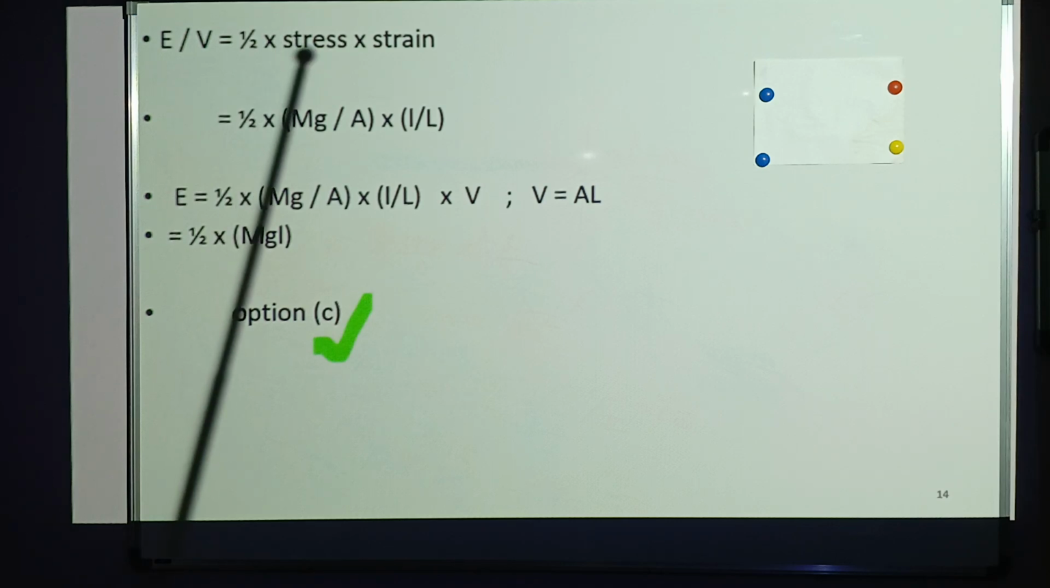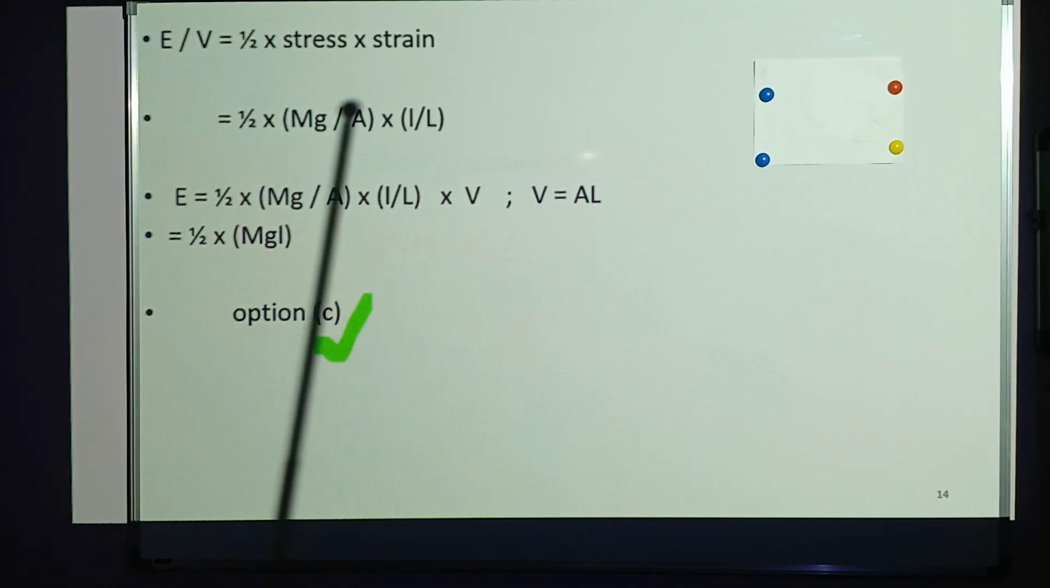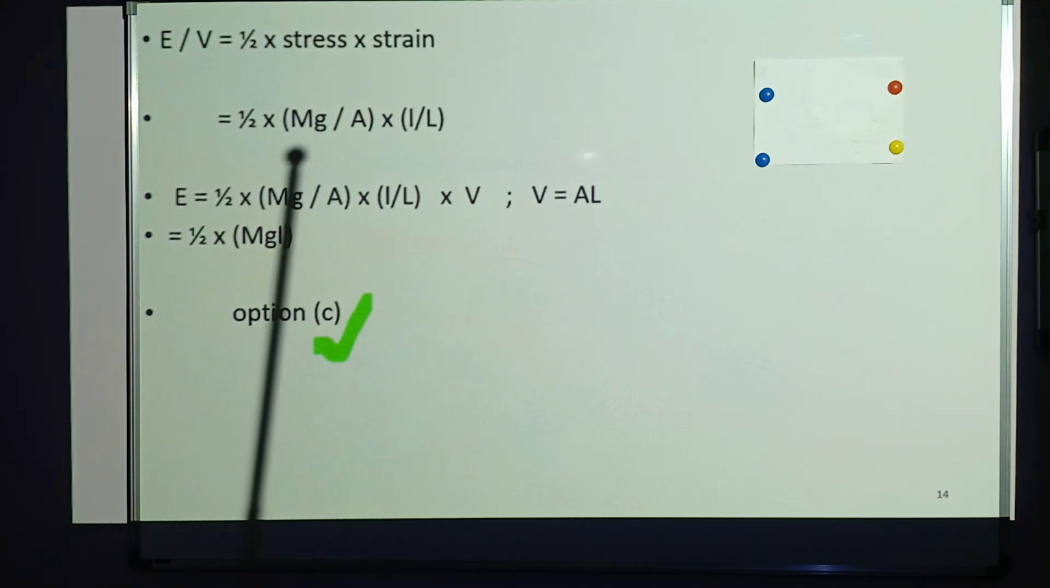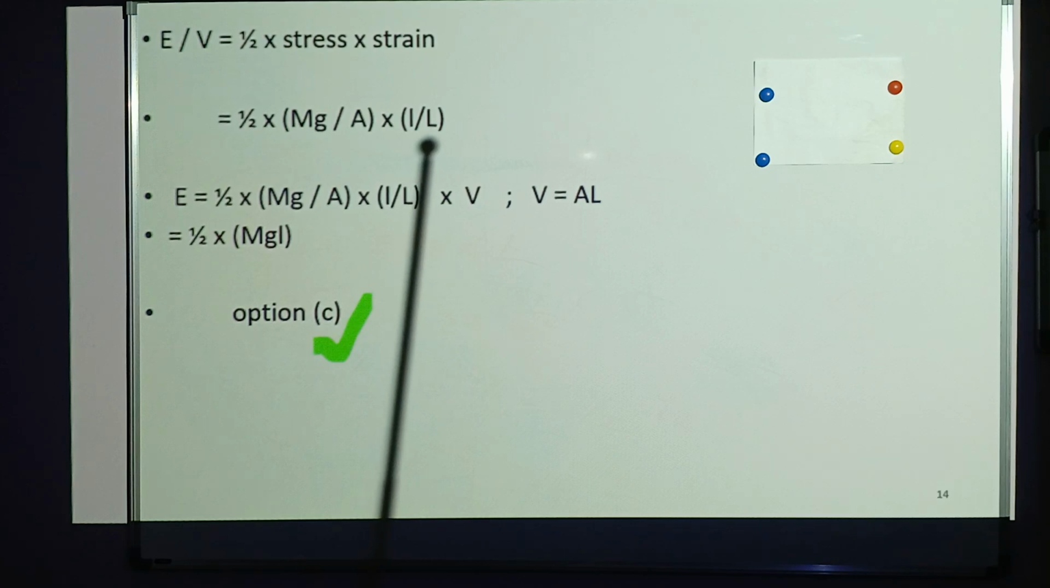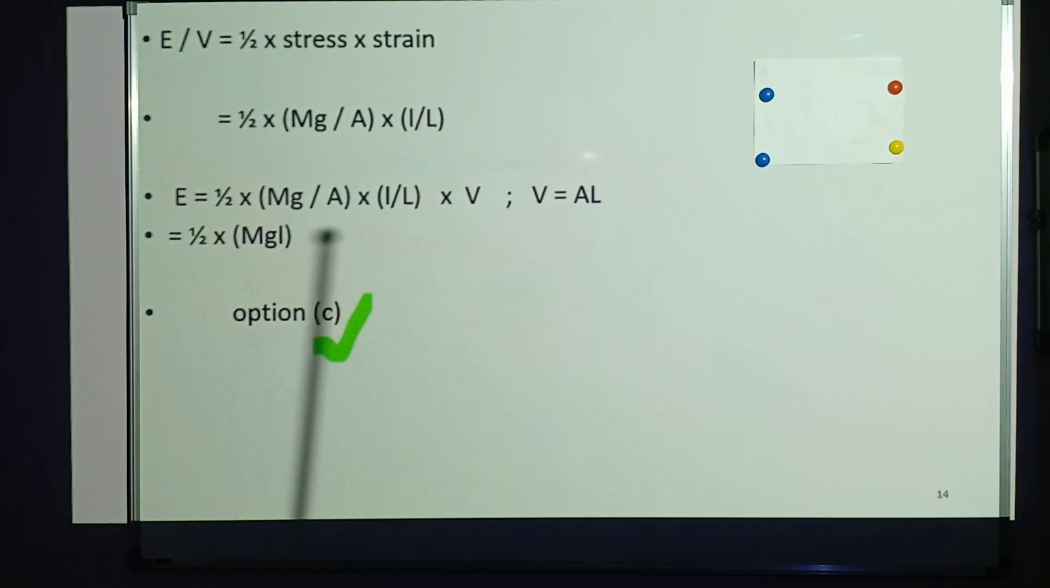Energy per unit volume, the formula is half stress into strain. Stress is force per unit area, force is equal to mass hanging, so mg by A. The strain is the change in length, which is small l, by the original length, L. So this one, and you have to use the volume of the wire as A into L.